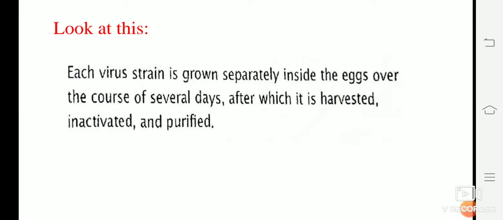Please look at this example. Each virus strain is grown separately inside the eggs over the course of several days, after which it is harvested, inactivated, and purified. So look at the process. The process is here: is grown, and then harvested, inactivated, and purified. So this is the process. All the process here is actually put into passive.